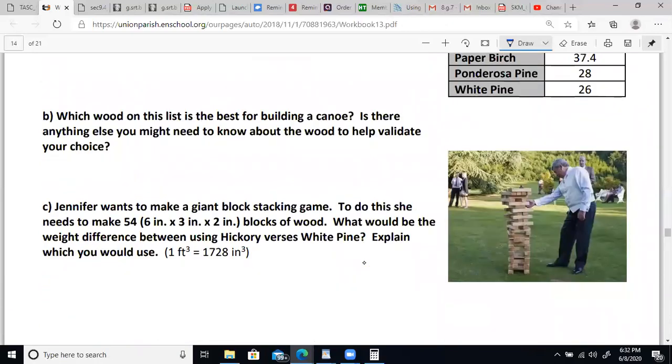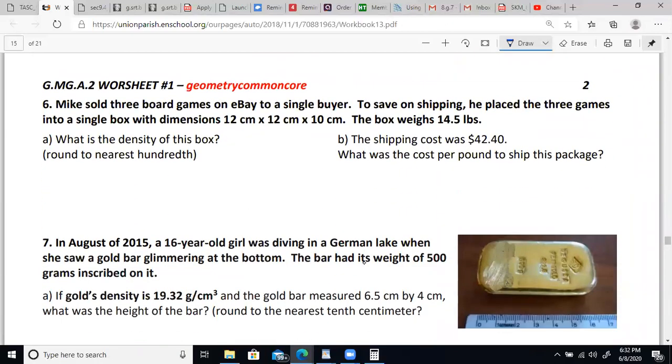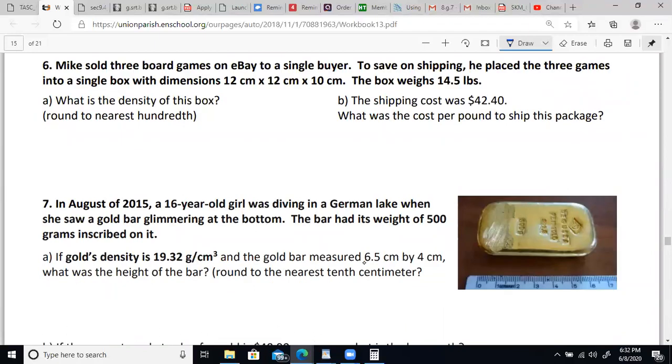Try to find a calculate-the-density one. Okay, number 6: Mike sold 3 board games on eBay to a single buyer. To save on shipping, he placed the 3 games into a single box with dimensions of 12 by 12 by 10. Since it's a box, that's just length times width times height. So that's one of those easier volume ones. They don't give that to you on the test, but since it's such an easy one, you don't have to use pi or anything, that's one you'll have to know.